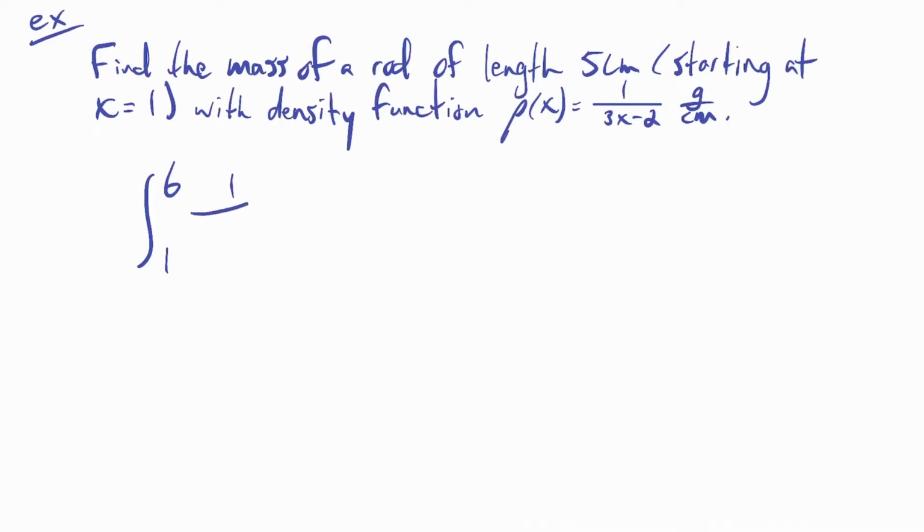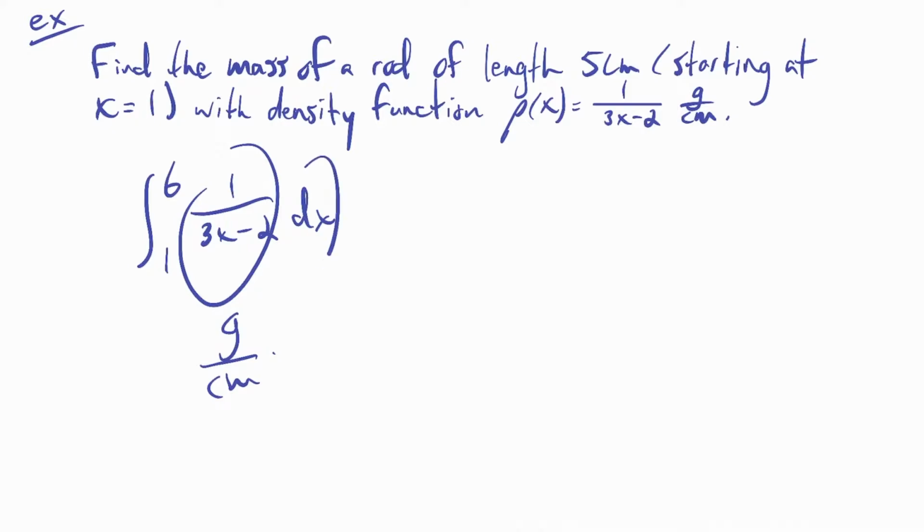Of the density function 3x minus 2 dx. Again, remember, this is in grams per centimeter, and this is in centimeters, right? And so the product there is in grams. So I'm adding up small slices of the rod, the mass of the rod, right? I have the first small slice, the second small slice, the third small slice, dot, dot, dot, all the way up to the nth small slice. And each one is a gram measurement.